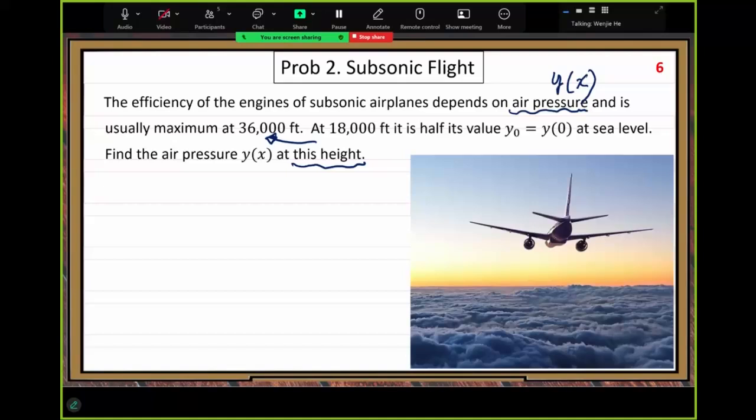Then, remember, we have 4 steps. All right, so first we need to understand. It looks like the concepts, we know all the concepts, right? You know, air pressure, height. So that part is easy. We understand all the concepts in this question. So let's move to the model step.